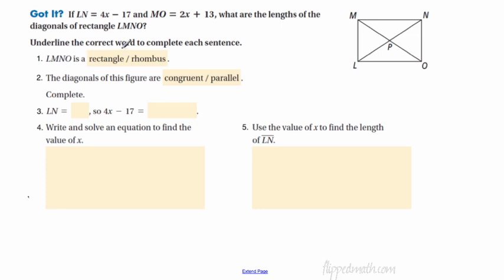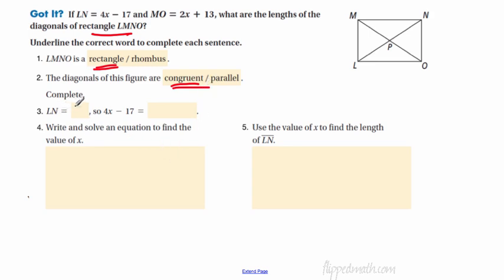All right, underline the correct word to complete the sentence. LN equals 4x minus 17, MO equals 2x plus 13. What are the lengths of the diagonals? All right, so we know that LMNO is a rectangle, because they tell us that right here. The diagonals of this figure are congruent to each other.